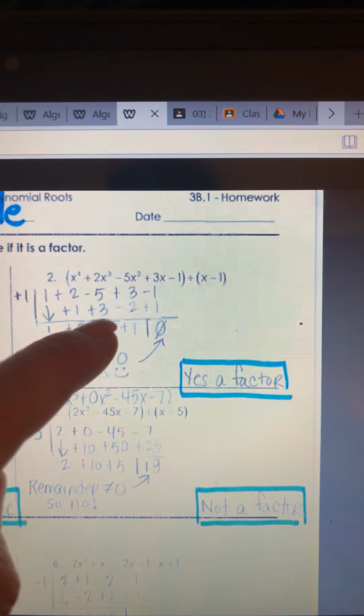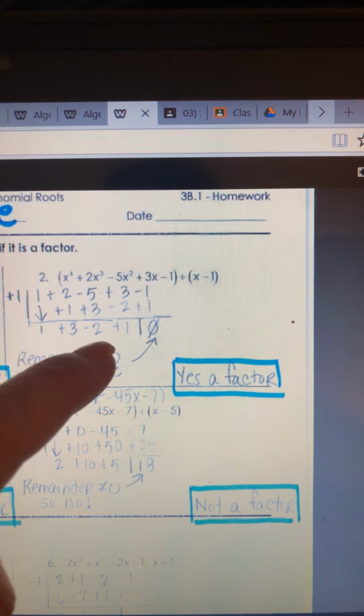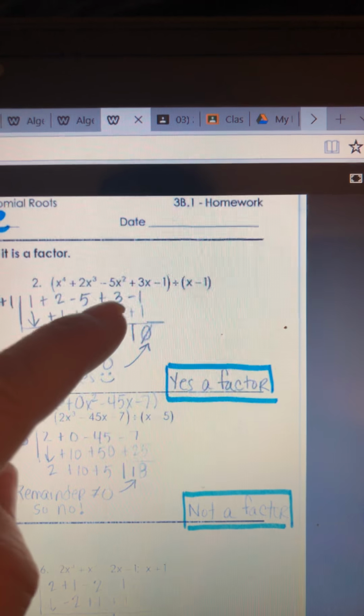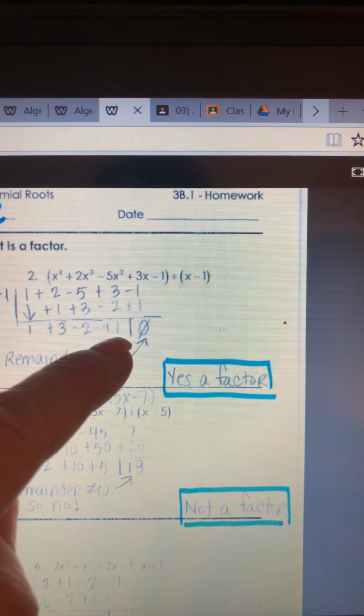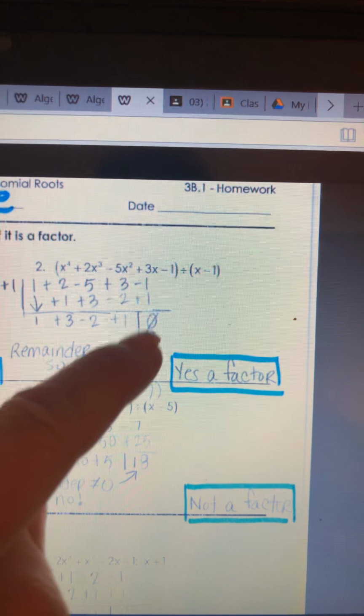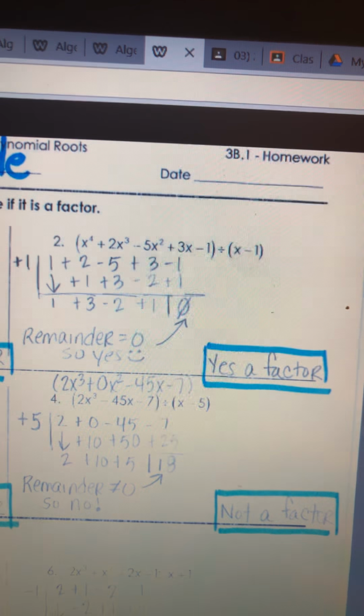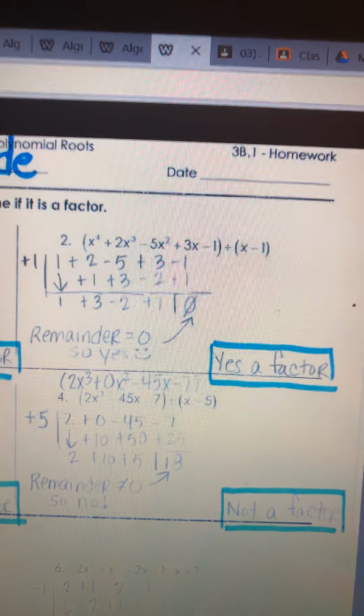And then 2 plus 1 is 3. 1 times 3 is 3. -5 plus 3 is -2. 1 times -2 is -2. 3 minus 2 is 1. And finally, 1 times 1 is 1, -1 plus 1, and it's zeroed out. So we were able to say the remainder is 0. So yes, this is a factor.